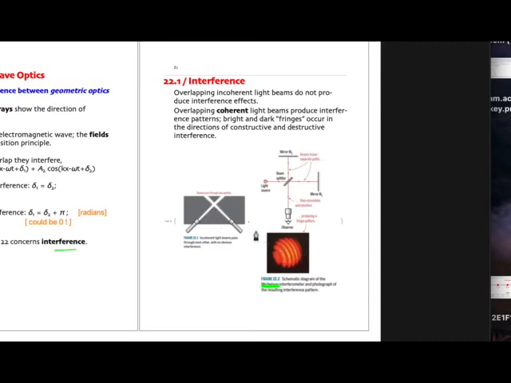All right, now we're going to look at some examples of light interference for the rest of chapter 22, section 1.